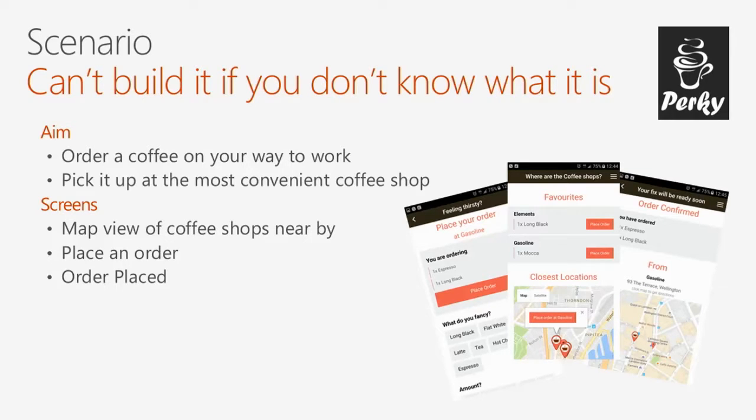Three main bits here. So I've got three screens. I've got a map view, which is going to be like, hey, this is where I am currently. These are the coffee shops in your area. I'm going to make the actual order, place it, and then just have a confirmation effectively saying, yeah, this is your order.